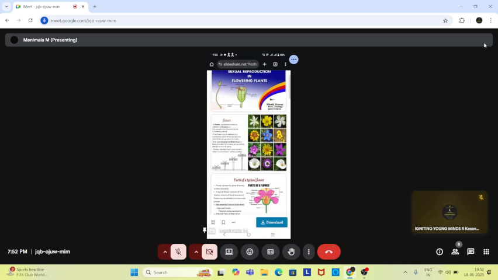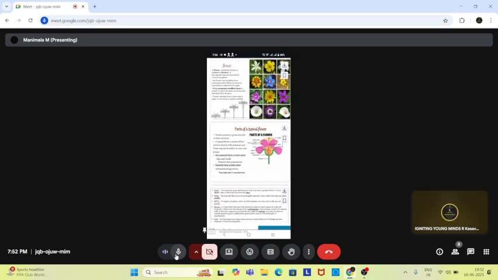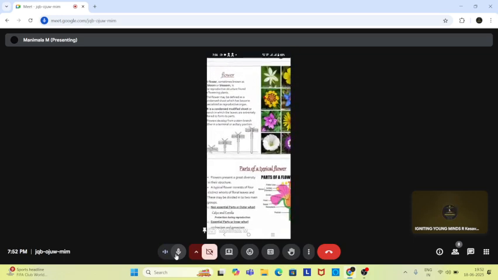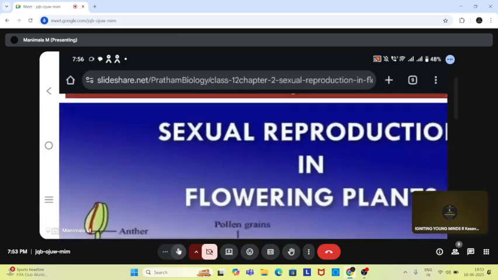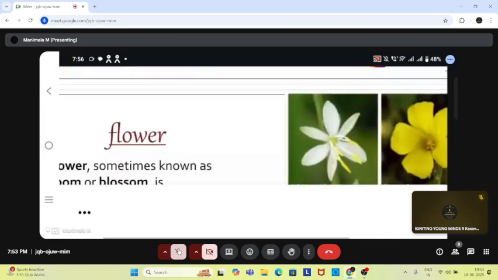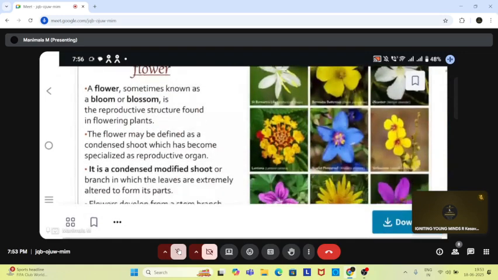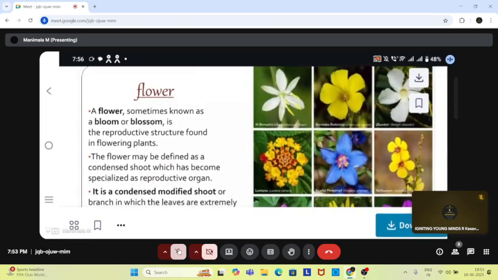Children, is it visible? Yes, sir. The slide is visible. Can you make the font a little bigger, because it's too small for me? Now it's better. Okay, children, are you able to see this? Yes, sir.